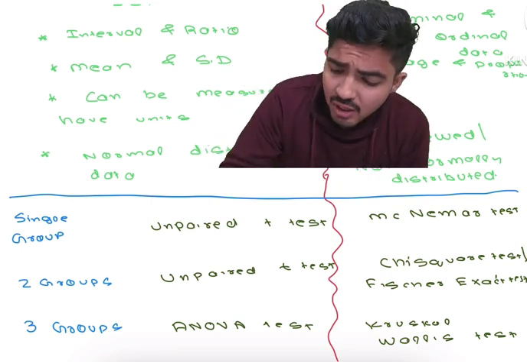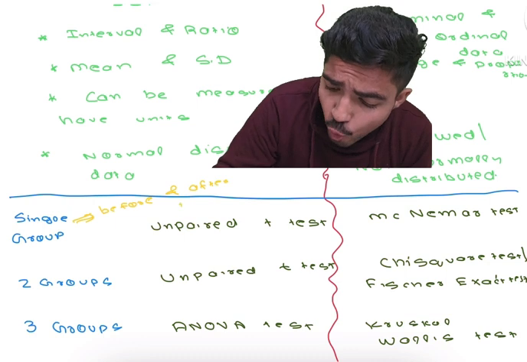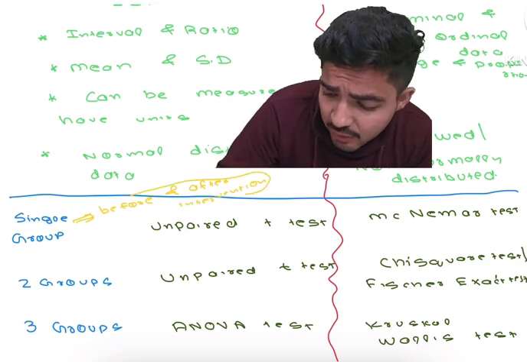Single group means, let me give you a situation that is before and after intervention.